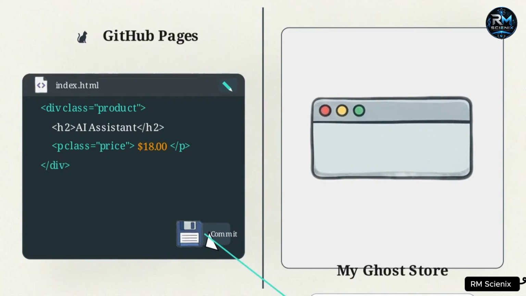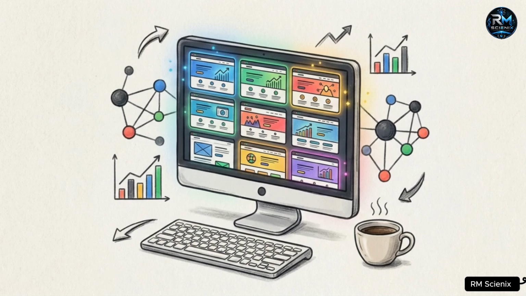Possessing these rapid deployment skills allows you to turn a text prompt into a live, functional storefront. You now have a repeatable blueprint for launching and managing digital assets with minimal overhead.